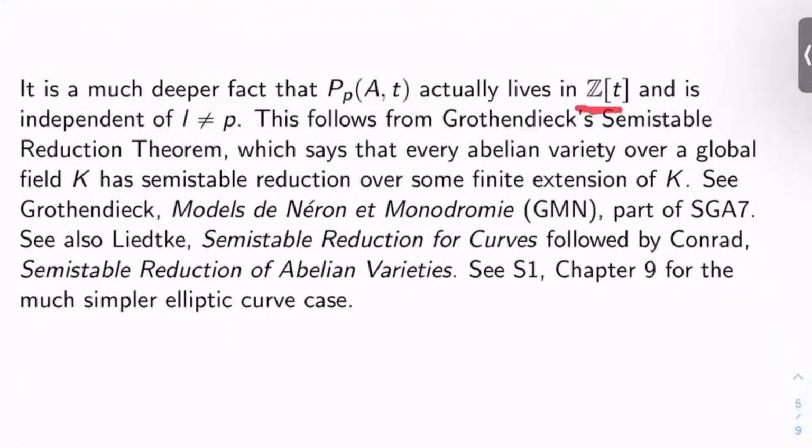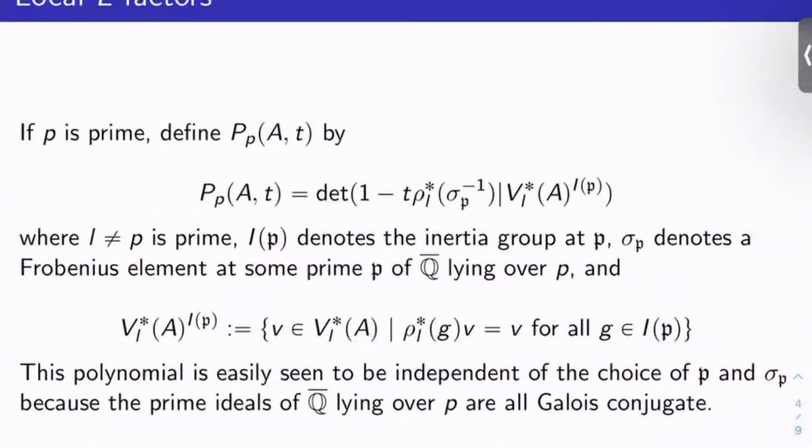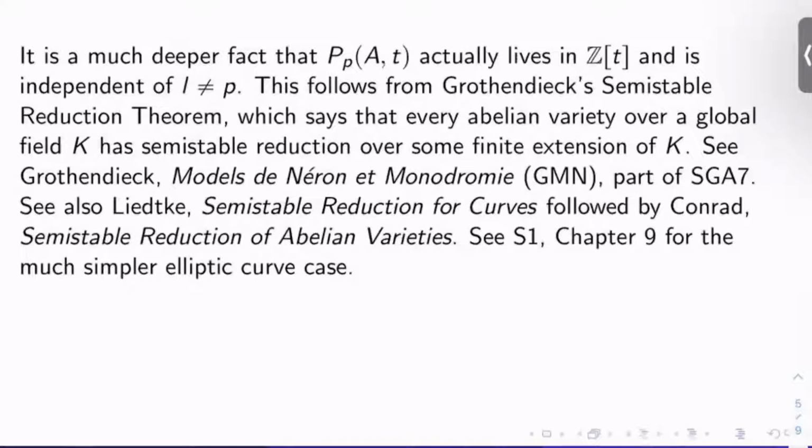It's actually a polynomial over Z and T. That's not obvious. And also not obvious, remember here I said L could be any prime not equal to P. Well, that's because it turns out that P sub P of AT is independent of the choice of L. Now, that's also not obvious.